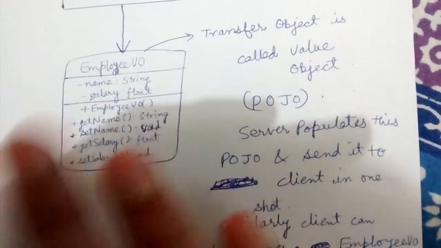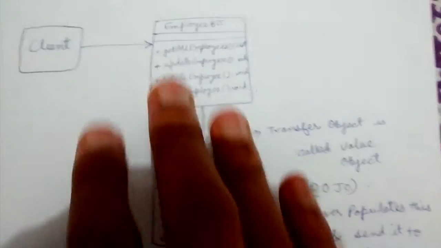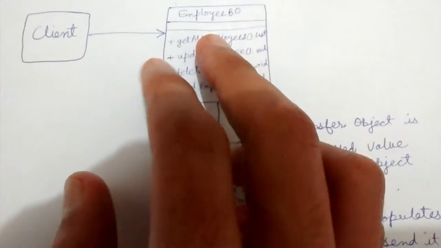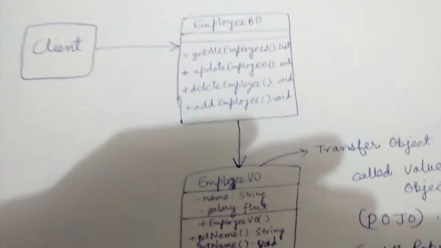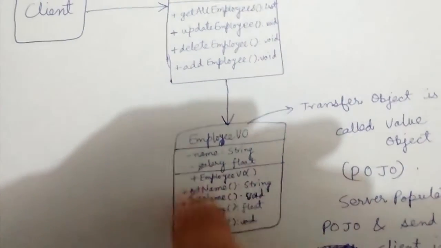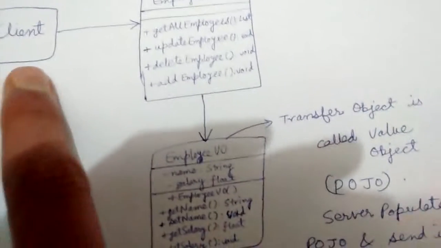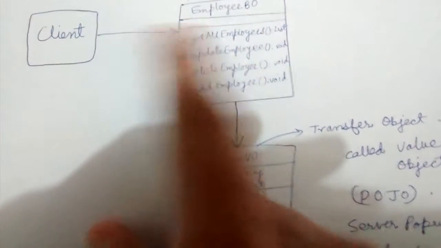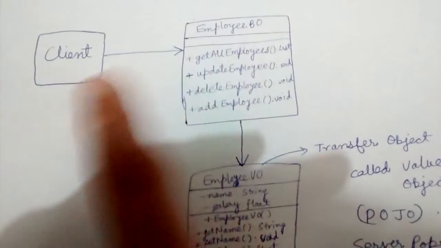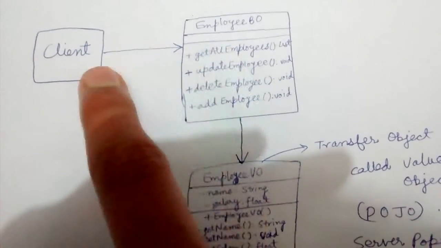So the server can populate this POJO and send it to the client, and when the client hits the business object, it can just populate this POJO and give it to the client. And when the client, let's say, wants to update an employee's information, it can put the new employee's information in an employee VO POJO and give it to the server. So this transfer object eases the transfer of information between the client and server, hence the name transfer object.